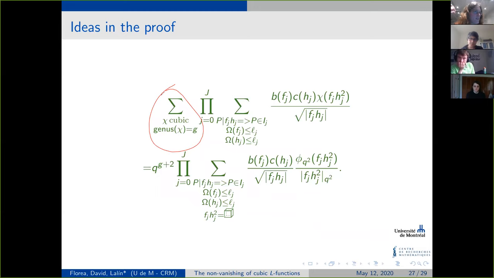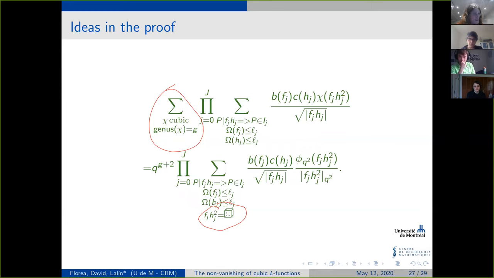Basically, you care about the main term, which is when the conductor is a cube somehow. And basically here something again happens: when you have a full character sum and you don't have a cube conductor, then things get zero. So the only term that survives is when something is a cube. Okay.